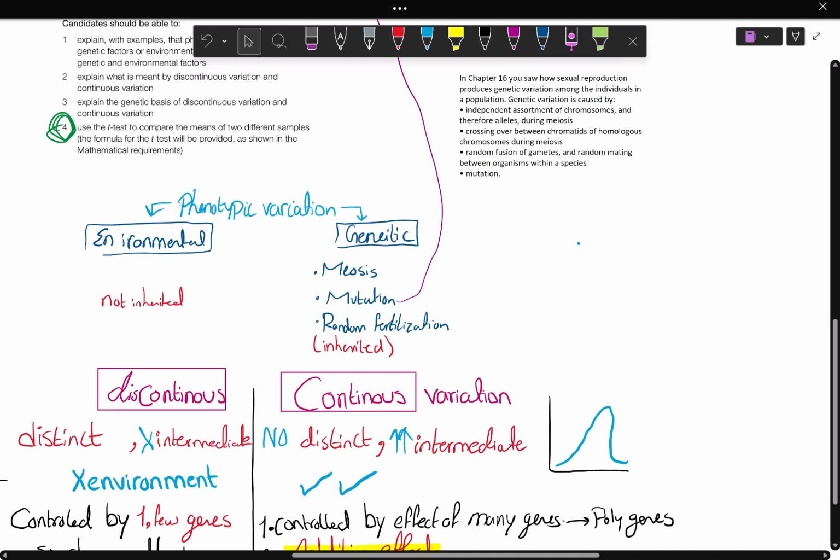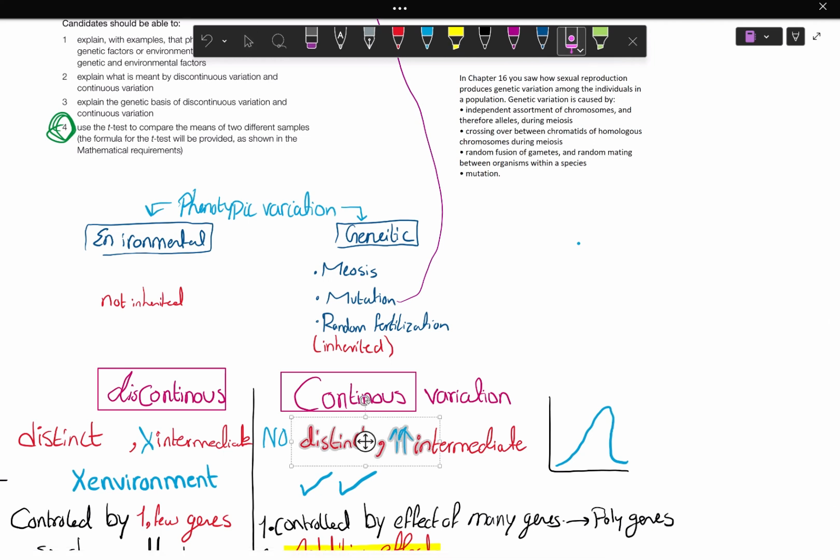The next thing is environmental. There's also a part of the environment that can affect the phenotype. For example, skin color is affected by the sun, or body mass is affected by how much food you have. So there are some things that are still affected by the environment, which are mainly seen in continuous variation.